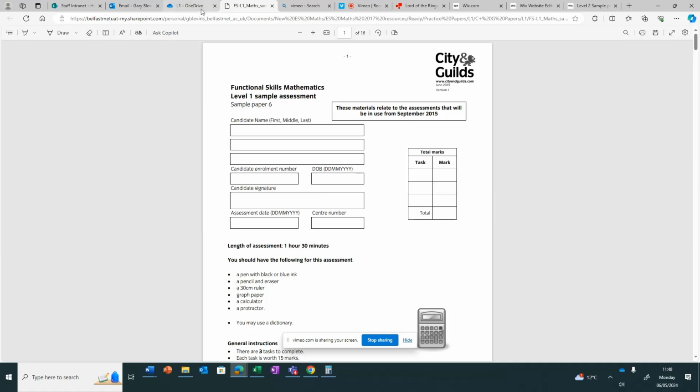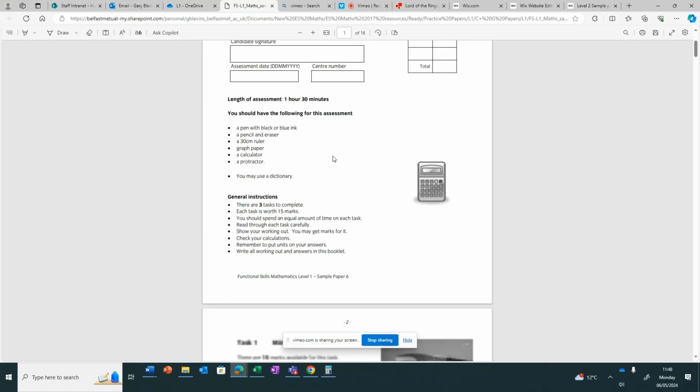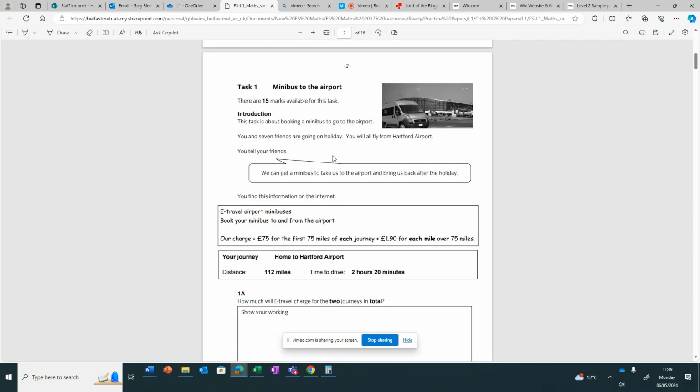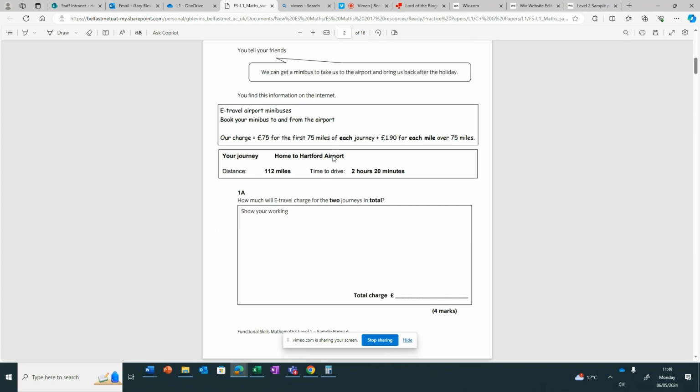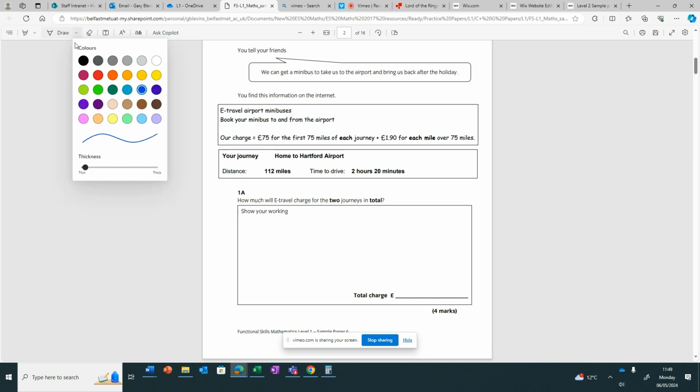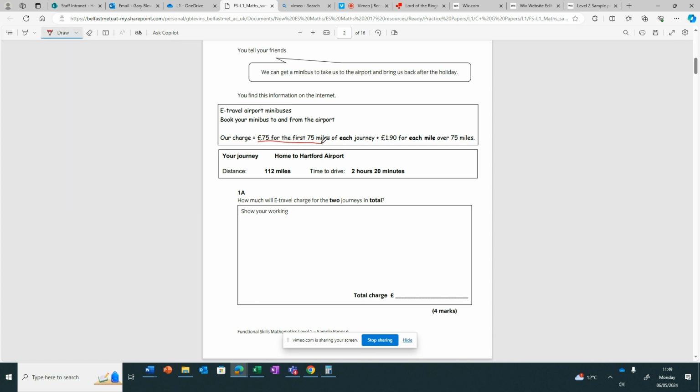A walkthrough video on level 1 paper 6 that you've done recently. Let's have a look. The first question is about taking a bus to an airport. We've got some prices. It says £75 for the first 75 miles of each journey and £1.90 for each mile over 75 miles. We've got a distance and we've got time. How much will the travel for the two journeys be in total?